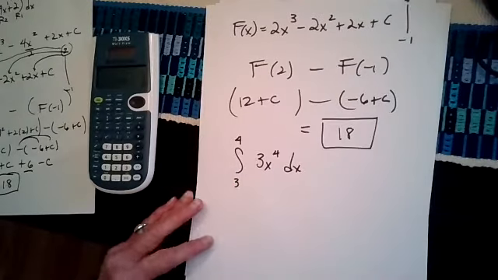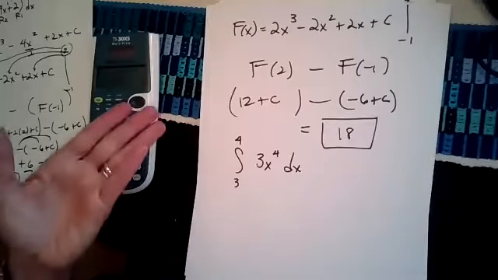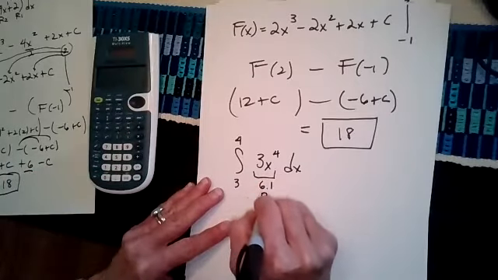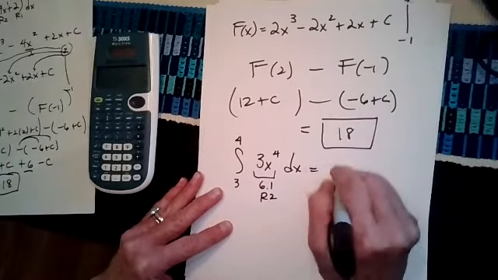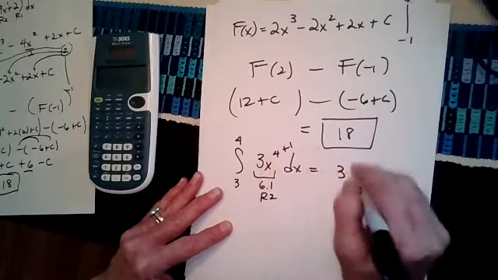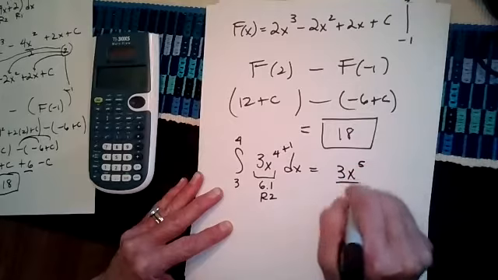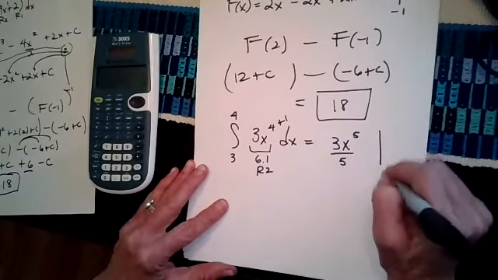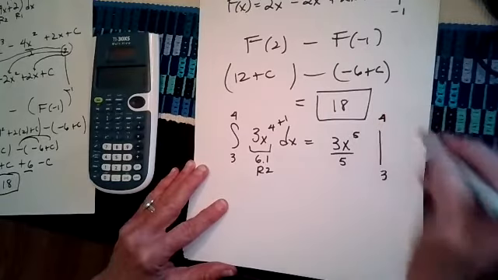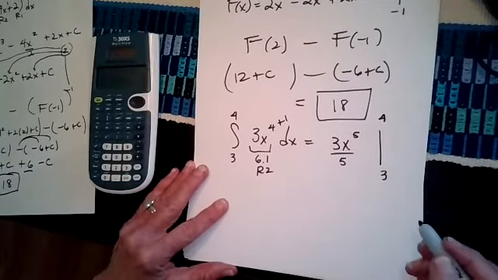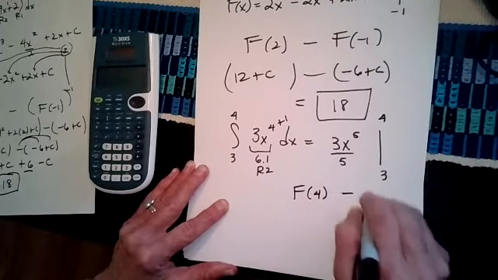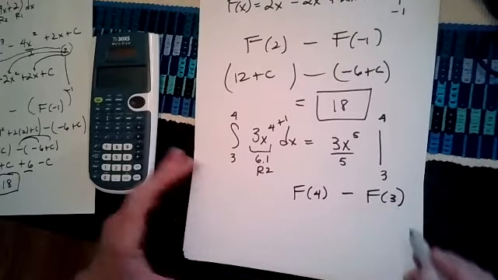Okay, so I'm going to find the antiderivative first, all right? This antiderivative is going to be a 6.1, rule 2. So I'm going to bring my constant over, add 1 to the exponent, and divide by 5. And since the plus c is going away, I'm just going to forget about it, because the plus c will always go away. So that's f of 4 minus f of 3.